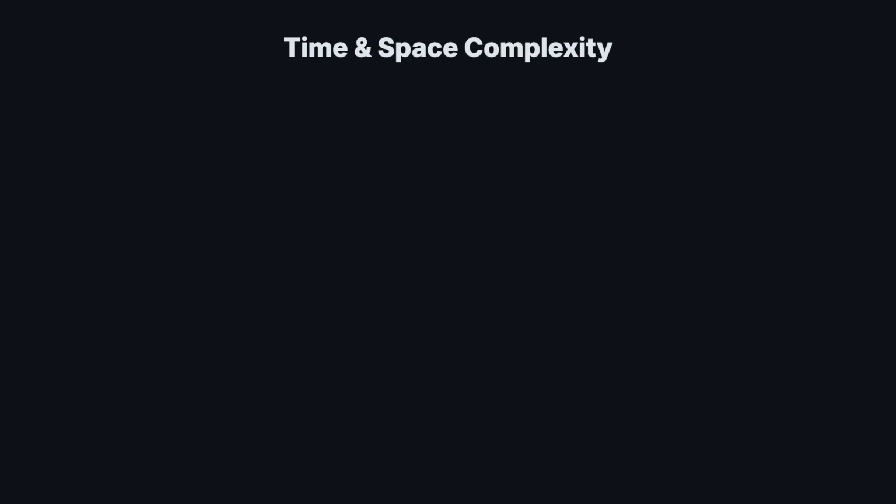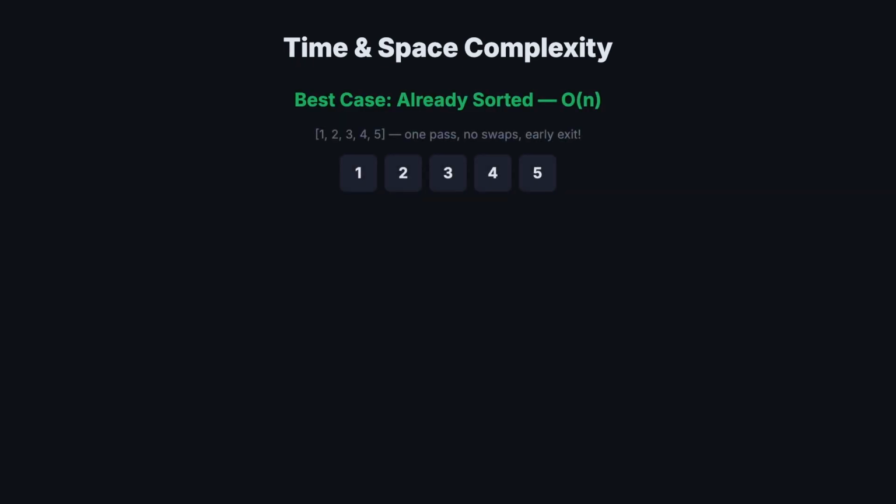Now, let's talk about time complexity, how the running time grows as our input size grows. Best case, big O n, with the swap flag. If the array is already sorted, we only need one pass to confirm nothing moved, and we stop. So, best case is just big O n, linear time.